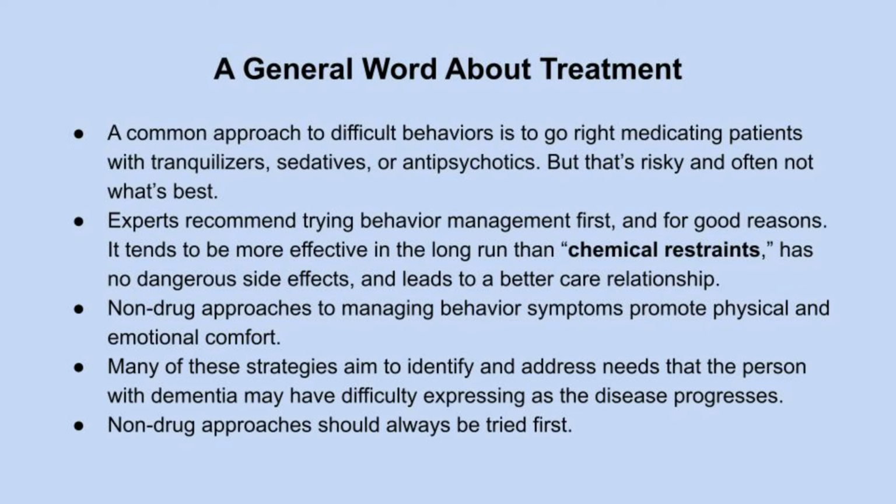A common approach to difficult behaviors in all types of dementia is to go right to medicating patients with tranquilizers, sedatives, or antipsychotics. But that is risky, and it's often not what is best. So experts recommend trying behavior management first, and for good reasons. It tends to be more effective in the long run. And really, medicating a patient is using something that is actually referred to as a chemical restraint. But behavior management has no dangerous side effects, and it actually leads to a better care relationship.